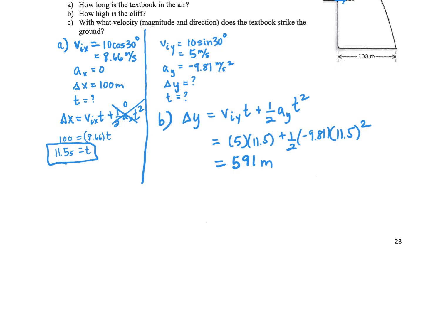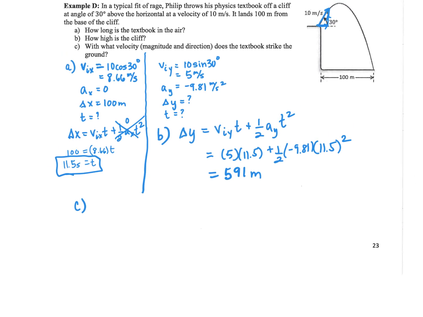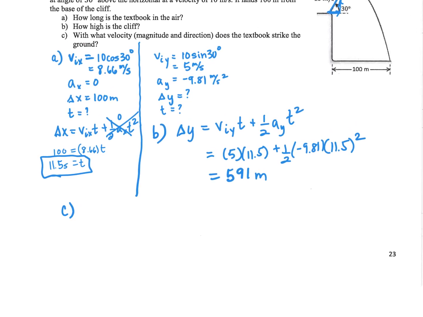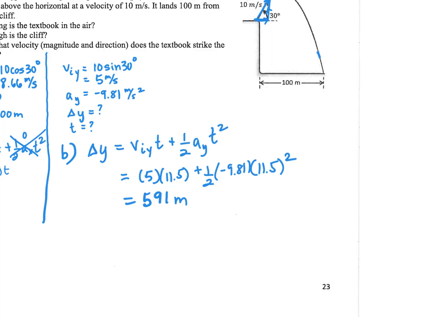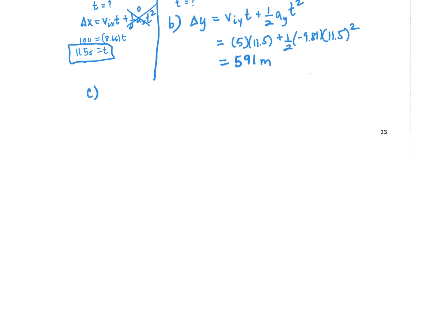All right, now part C. With what velocity, magnitude, and direction does the textbook strike the ground? So notice the textbook's not coming straight in, is it? It's coming in at an angle. This is V final. So what we have to do is find the components and combine them back together, don't we? So this is where it gets a little more difficult. We've got to find V final in the Y direction and V final in the X direction.